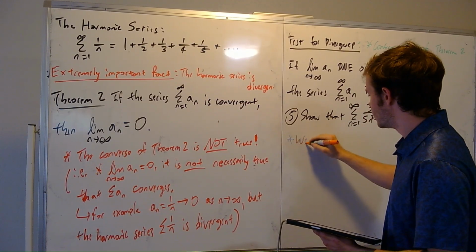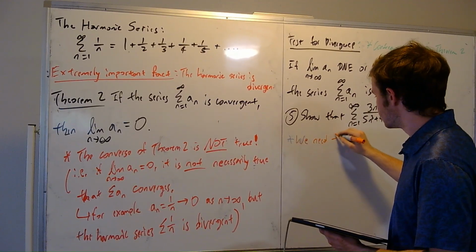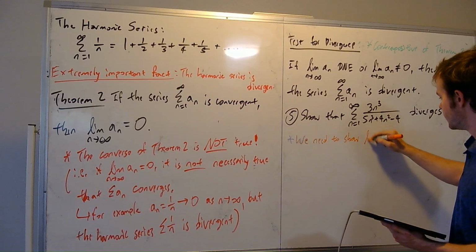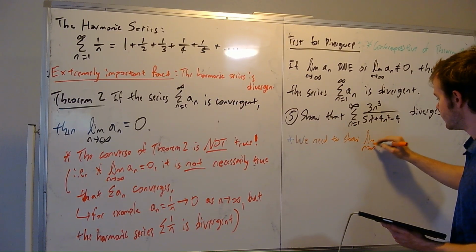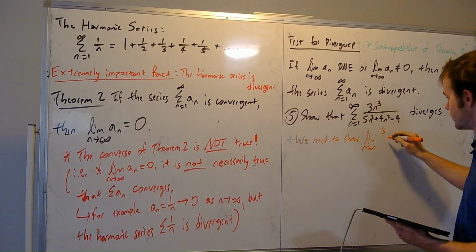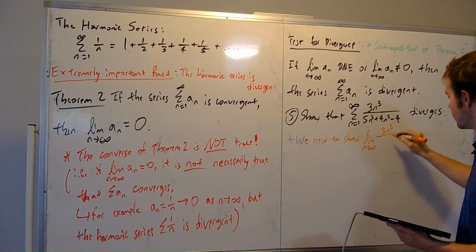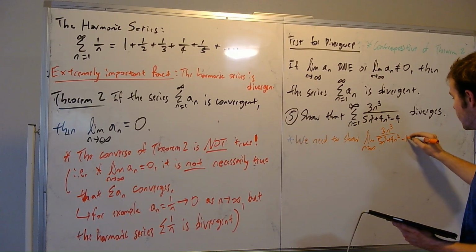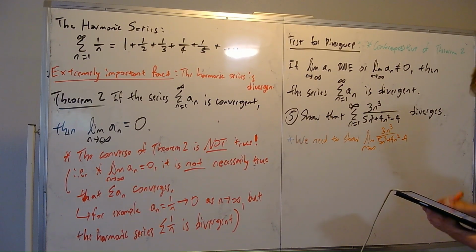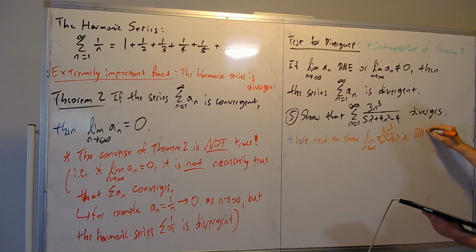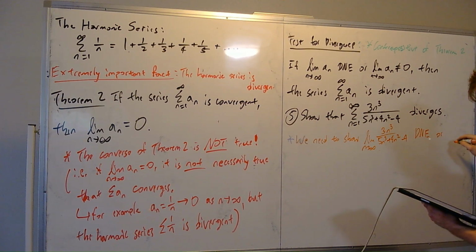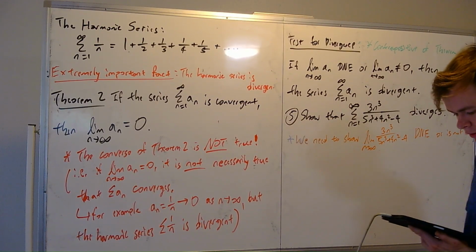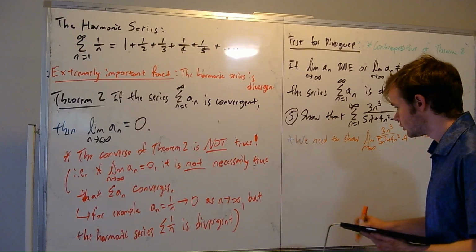We need to show that the limit as n goes to infinity of 3n cubed over 5n cubed plus 4n squared minus 4 either does not exist or is not 0. Okay, so now we can just try to find this limit.